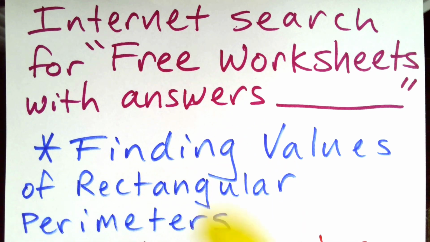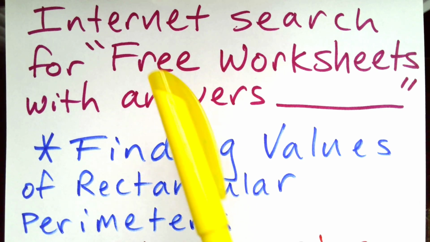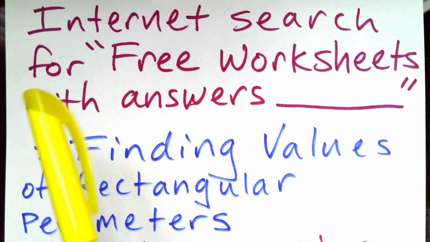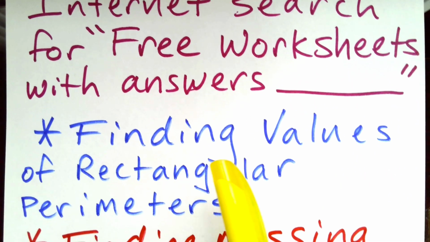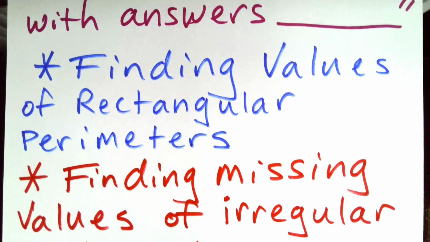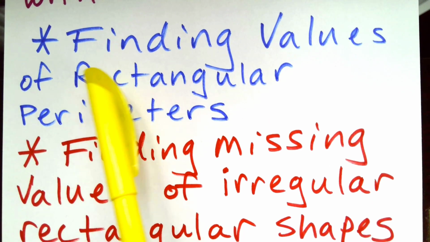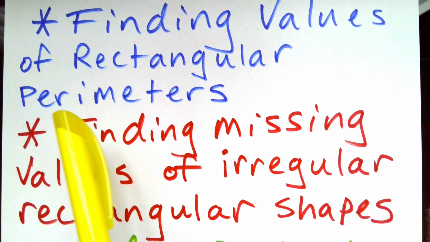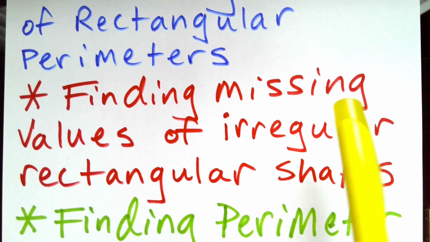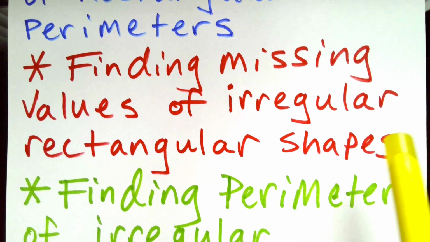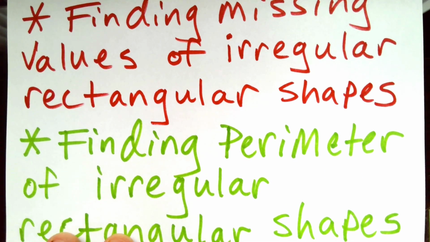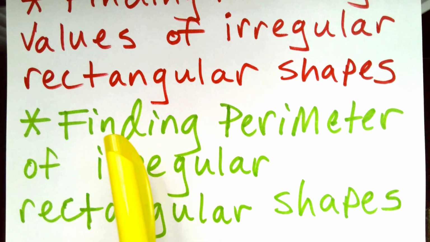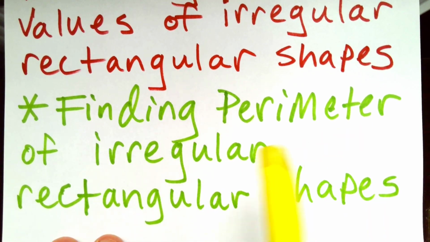Don't quit. Don't give up. You absolutely can do this. Math is easy, step by step. So perform an internet search for free worksheets with answers, filling in the blanks for what I'm going to show you below. Finding values of rectangular perimeters. Finding missing values of irregular rectangular shapes. That's the shape of the backyard. It's irregular rectangular shape. And then finally, finding perimeter of irregular rectangular shapes.